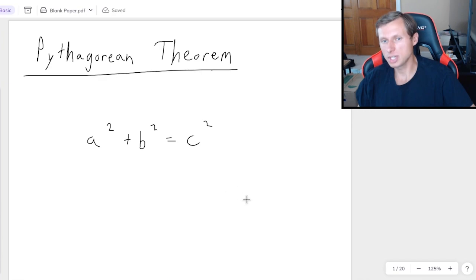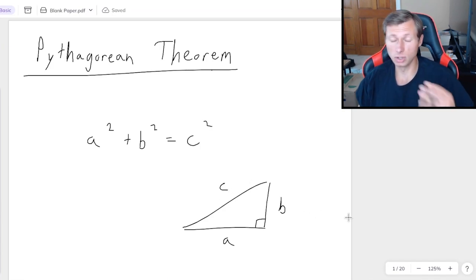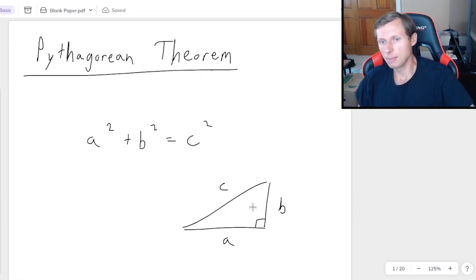And when we use it is specifically with right triangles, a triangle with a right angle somewhere on it. So A and B are always going to be the side lengths or the legs of the triangle, and C is always going to be the hypotenuse, which is the longest side and on the opposite side of the right angle. So in other words, you can switch A and B here, but C has to go on that side.